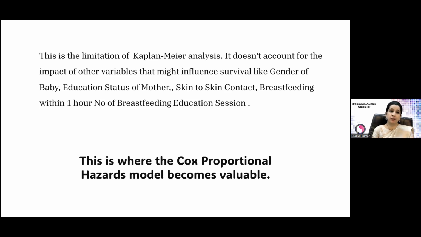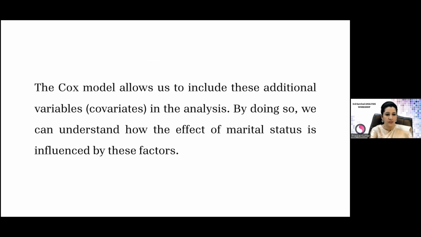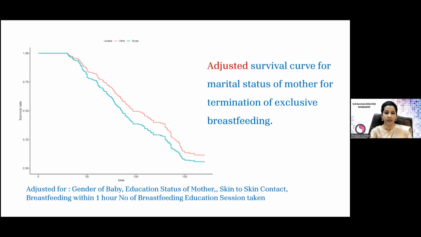because through this univariate you will get the unadjusted hazard, like we get in the odds ratio. You have an unadjusted odds ratio, and you have an adjusted odds ratio. So this Cox proportional hazard model is of very high utility because it allows us to include these additional variables also in the analysis. And by doing so, we can understand whether it is due to the marital status or the other factor like education. There's an interplay between these variables.